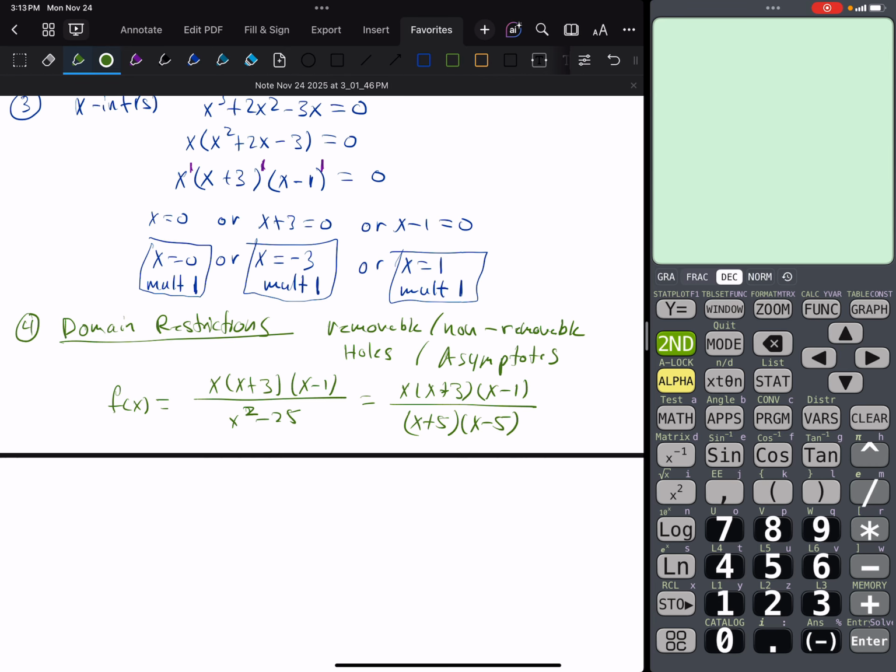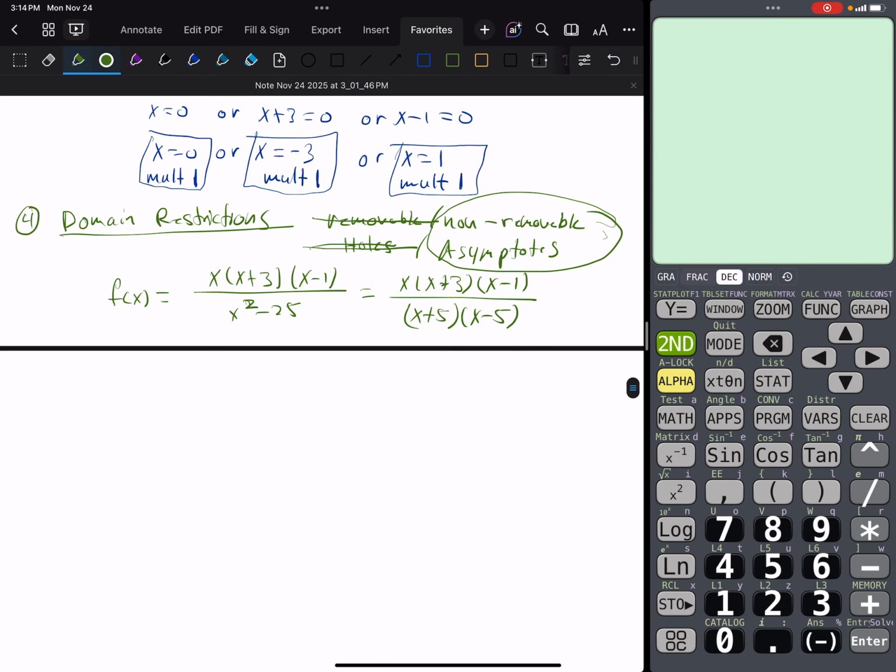Nothing simplifies. No zeros cancel out. And so there are no holes. There are no removable discontinuities, no holes, because nothing simplifies. So any zeros that are left in the denominator are non-removable discontinuities. They're asymptotes. And so now I take that whole denominator, the x plus 5 times x minus 5, set it equal to 0, and solve for x.